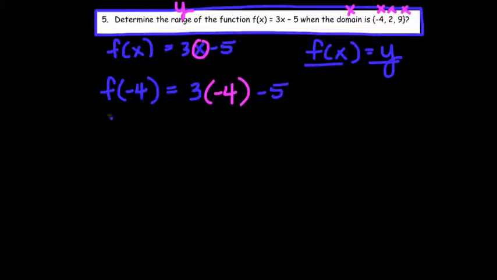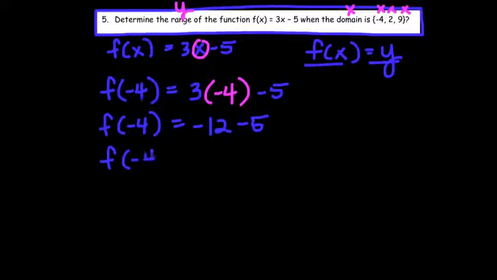So to solve here, the f of negative 4, we would multiply 3 times negative 4, that gives me a negative 12, and then negative 12 minus 5 would give me a final answer of negative 17. So again, this just represents the y, so I have y equals negative 17.